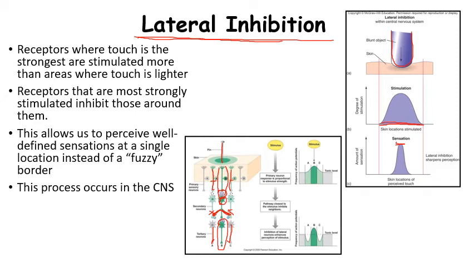Okay, because if these got information and were firing also, the perceived touch would be more broad, more fuzzy. But because we do this lateral inhibition, this perception of touch is much more focused at the brain.